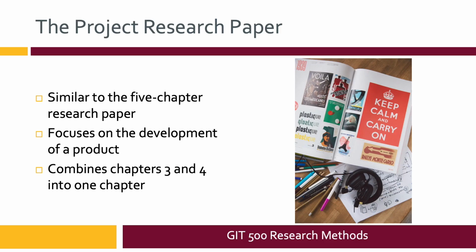The last format I want to talk about is unique to GIT, at least we think it is, and it's what we call the project research paper. And this is similar to the 5-chapter research paper. It still has an introduction, it still has a lit review, but after that it focuses on the development of a product instead of answering a research question or a research problem. It combines chapter 3 and 4, the process and result together, the description of how this product was developed and a discussion about the results of it. And then the final chapter is still a conclusions and recommendations chapter.